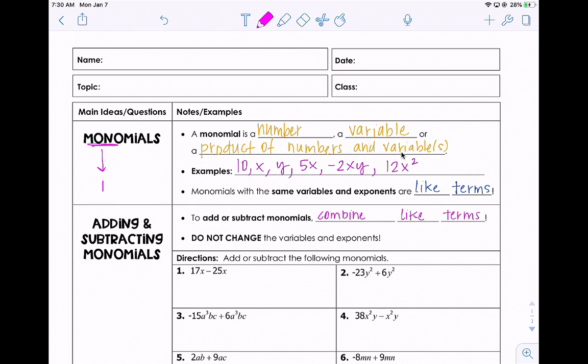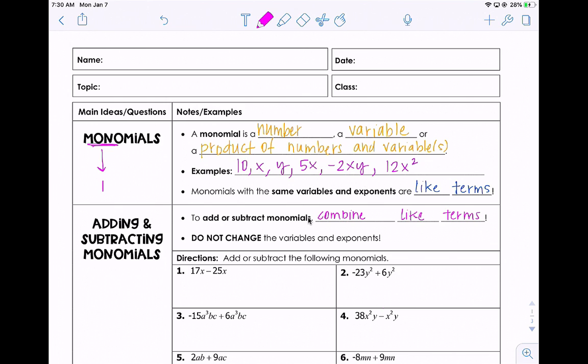12x squared would also be considered a monomial. Again, they're attached by multiplication right here, so that's 12 times x squared technically, but that's still a monomial. So monomials with the same variables and exponents are like terms. So up here, the only like terms I have are 5x and this x right here. All of these other ones would not be like terms because they have something different.